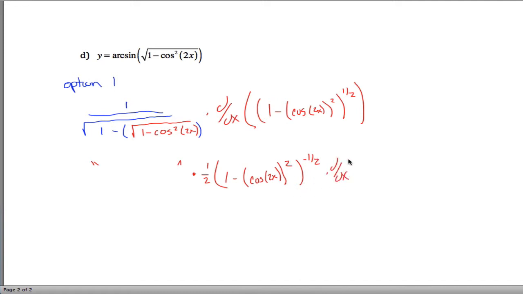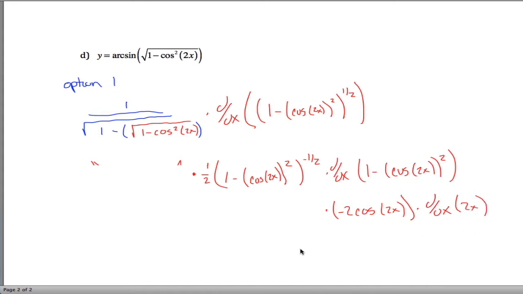But then we're not done. We just took care of the 1/2. We still have to take the derivative of 1 minus cosine of 2x squared. And what that derivative is equal to, derivative of 1 is just 1. So the derivative of negative cosine of 2x squared, bring that 2 down in front. Then raise it to the 1 power. And then multiply that by the derivative of, we have one more layer going on in here, 2x. The derivative of 2x is just 2.